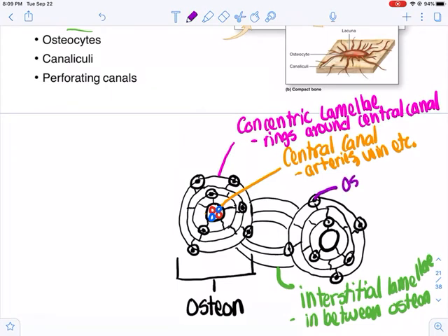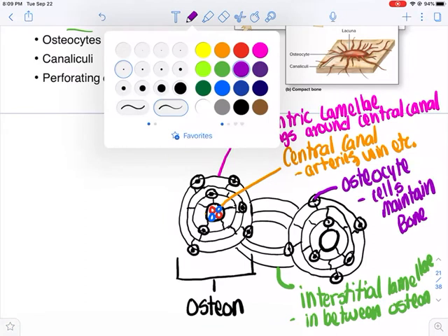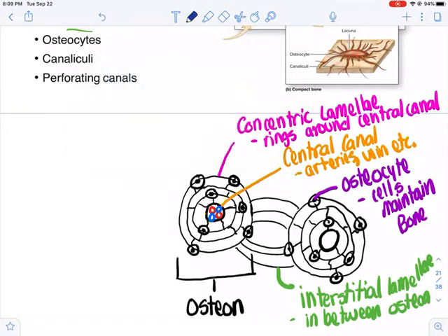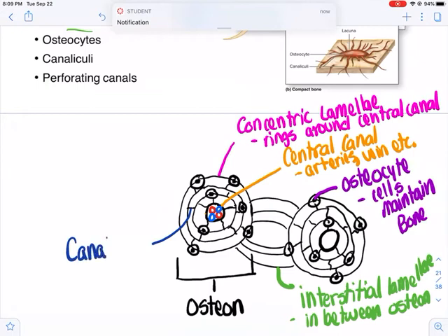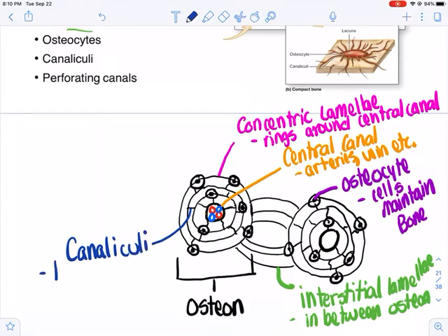Next, osteocytes, of course, are the cells that live inside. So there's an osteocyte. And they are the cells that maintain bone. Then we have your supply system. And those are the little canals. So these are the canaliculi. I really like that name. It even has the word canal in it. So there's the word canal, canaliculi.